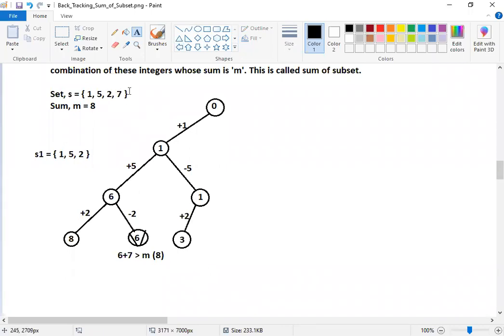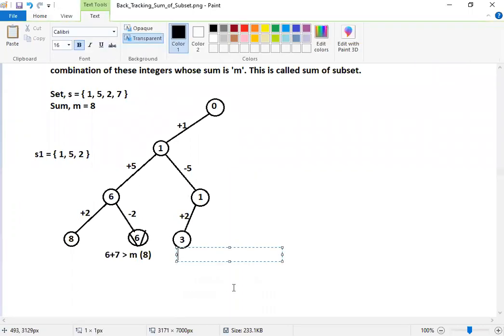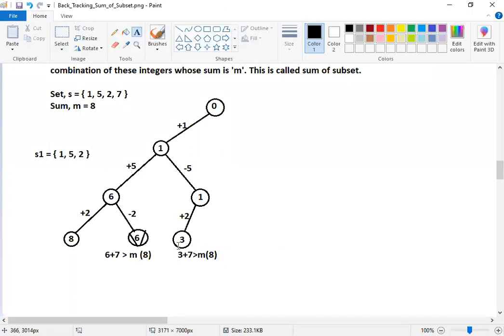The next number is what? 7. Now, tell me, should I consider 7 now? From 3, if I go downwards, if I want to draw a left child, that means I should consider 7. So what will happen? 3 plus 7 is going to be greater than the m value. That m value is 8. What does it mean? Is it a valid option or an invalid option? Invalid. That means I should not consider 7 here.